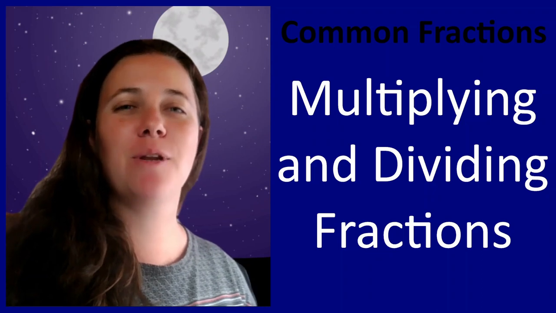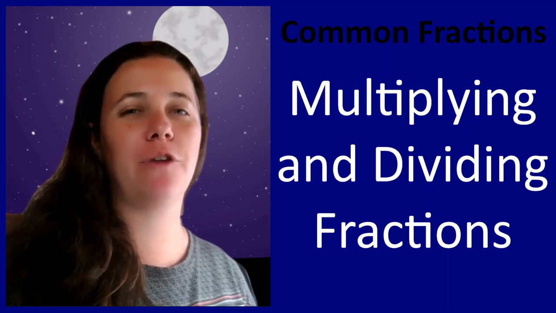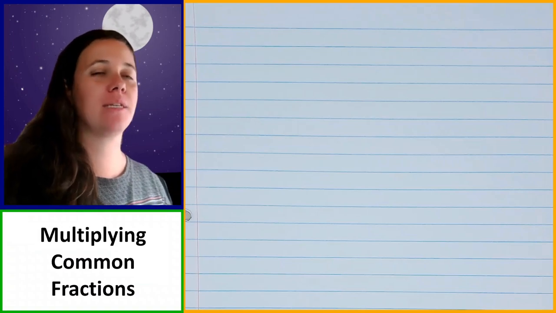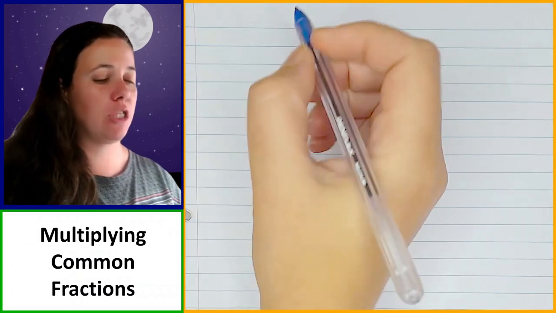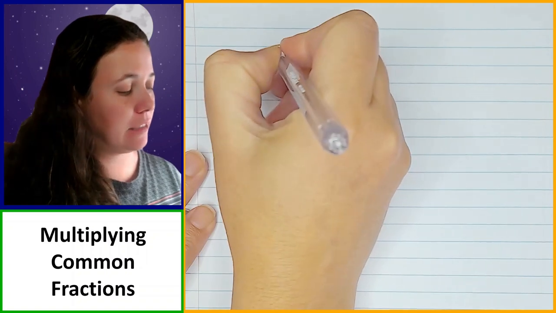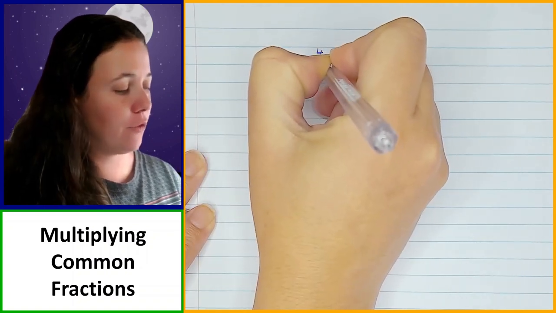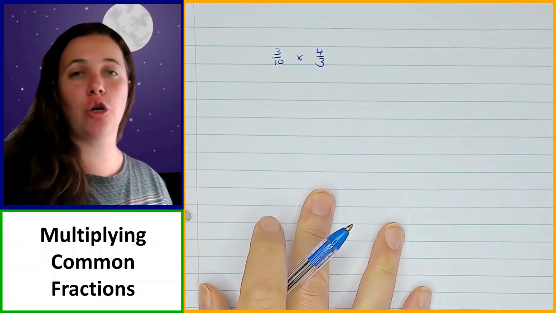Hi, today we're going to be learning about multiplying and dividing common fractions. First, let's take a look at multiplying common fractions. If we are going to multiply common fractions, like in this example over here, 3 over 10 times 4 over 5, there are two ways that we can go about this.